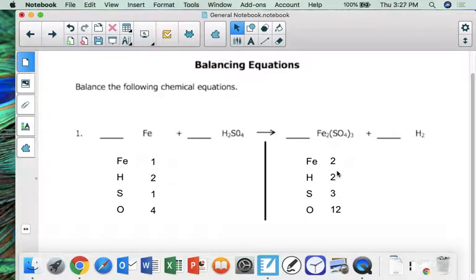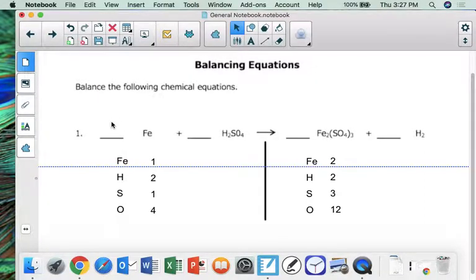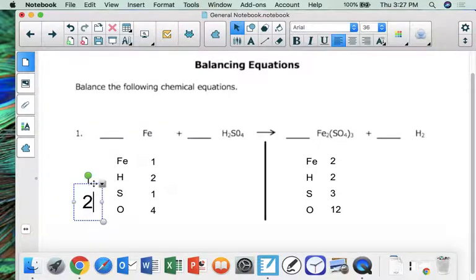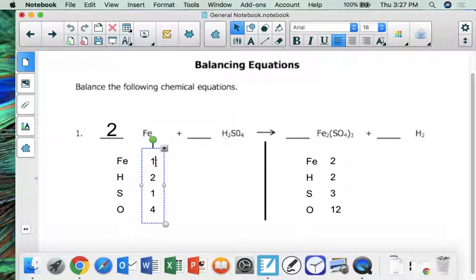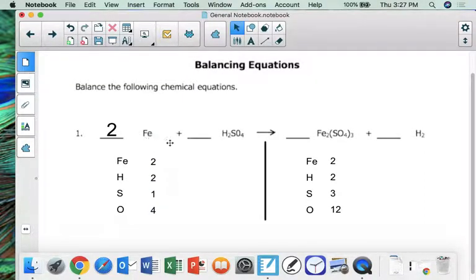The easiest one is the iron. On the right side it's 2, on the left side it's 1. So it would be easy if I could just add a 2 here. I'm going to add a 2 to the equation. Now I have 2 irons. I'm going to erase that and put 2 because now I have 2 in the equation, which makes those balanced as of now.